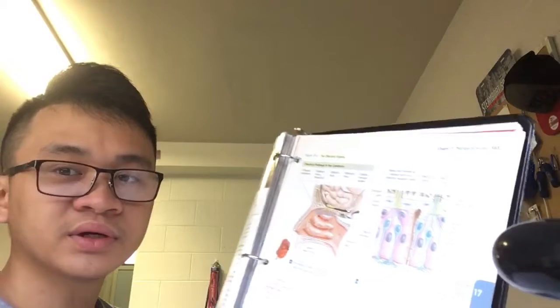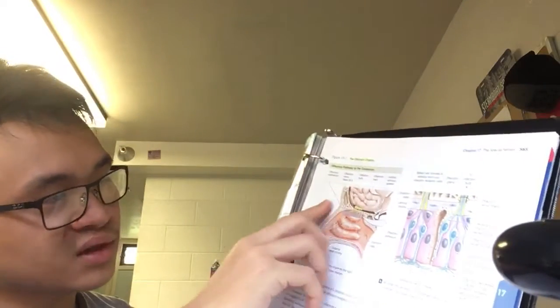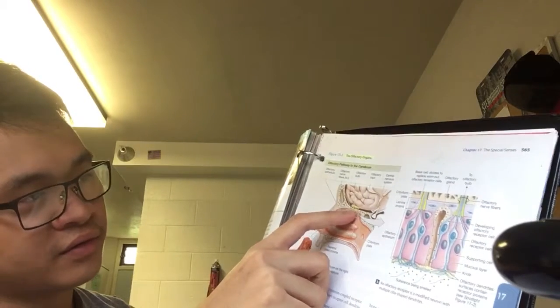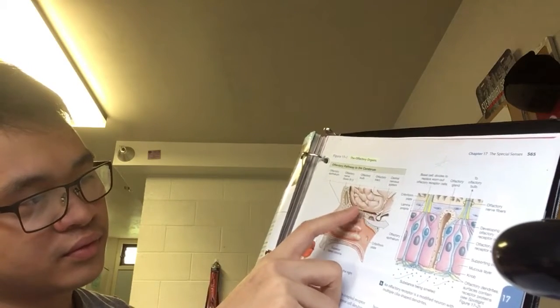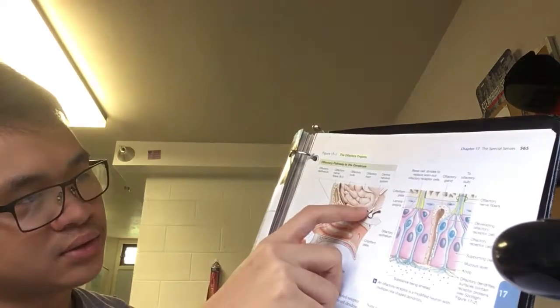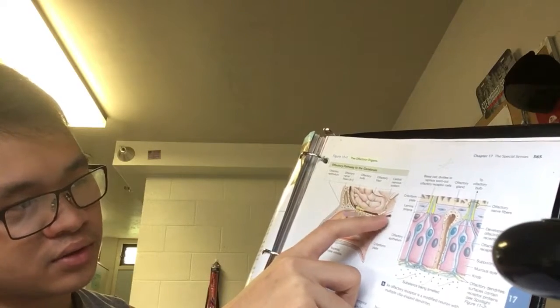Now we're moving on to figures from chapter 17. So now we're going into olfactory organs. A bit of the epithelium there. You can see the olfactory nerve right there, olfactory bulbs, tract, and the central nervous system.